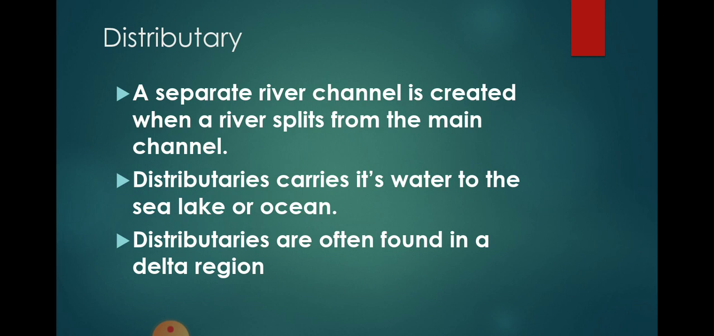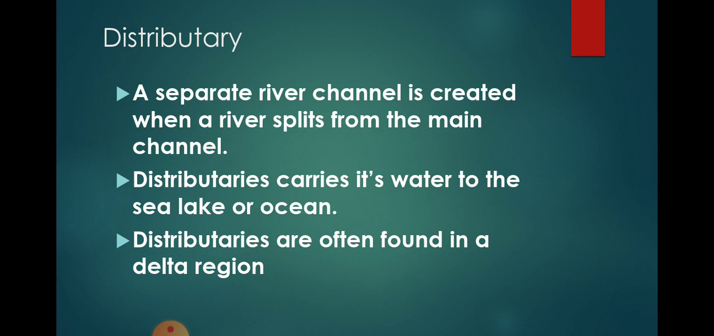A separate river channel is created when a river splits from the main channel. When the river flows in the main channel for a long distance, the water level decreases and the silt increases. So the river starts depositing its sediments at the side of the river and also in the middle. So it starts separating itself from the main river and flows in different channels.